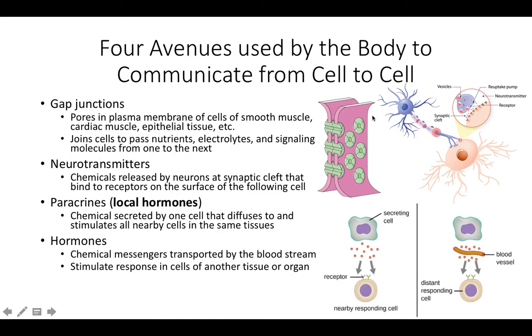This is an incomplete image in that there should be a cell here and a cell here that you can use your imagination for. And then we have these gap junctions, which are pores in the plasma membrane between these two adjacent cells. What they do is they not only join the cells together, but they also allow a passageway for different nutrients, electrolytes, and signaling molecules. We talked about these when we were learning about the heart. This is how cardiomyocytes send ions back and forth to excite each other.